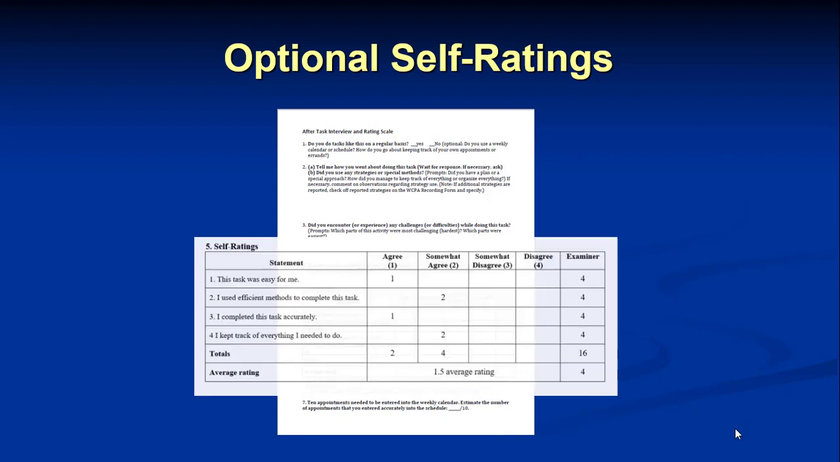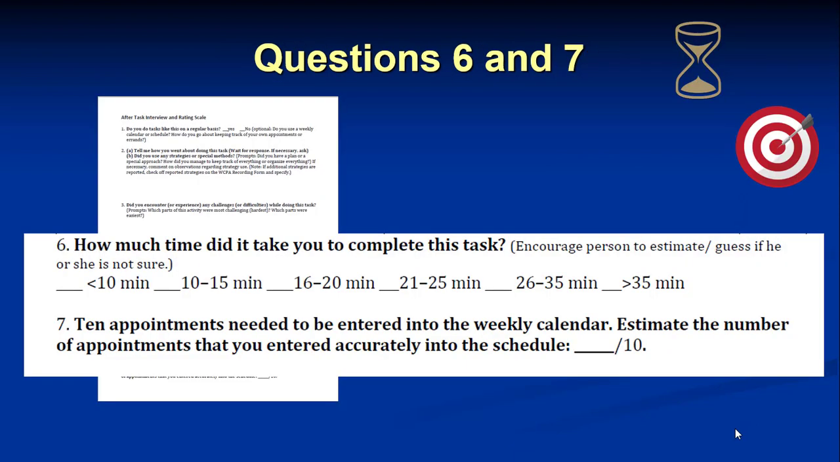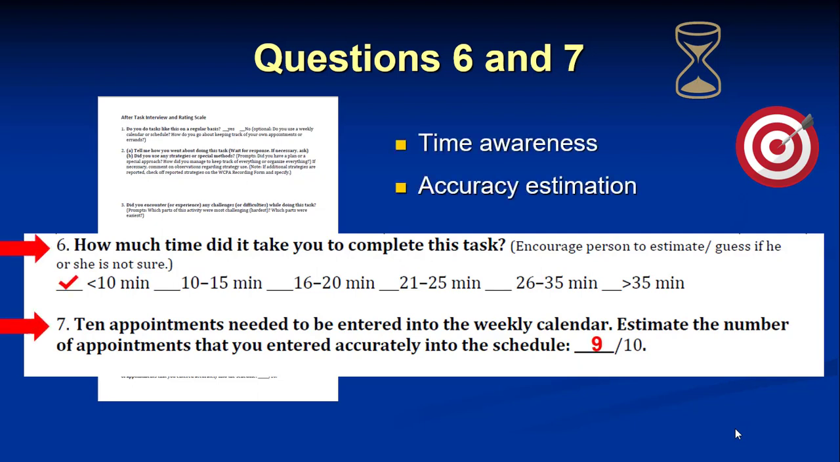Question 5 on the after-task interview and rating scale includes 4 statements that are self-rated by the client on a 4-point scale, ranging from agree to disagree. The scale can be completed by the client themselves or as a part of the interview. After question 5, the person can be asked to specifically estimate time and performance accuracy. Responses to these questions are compared with actual performance. Discrepancies provide additional indicators of self-awareness.